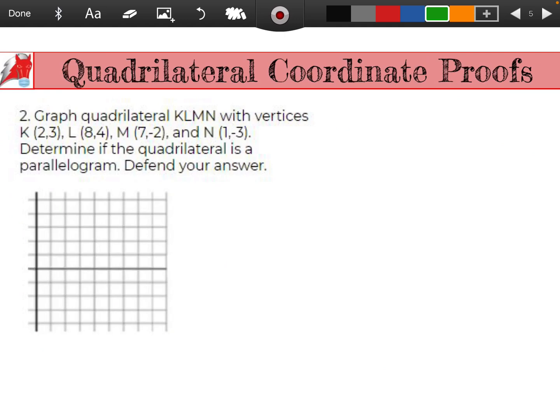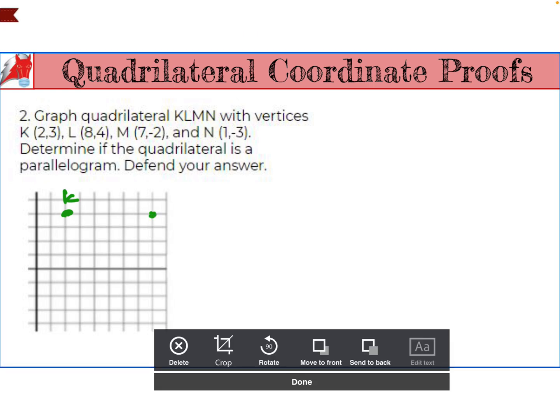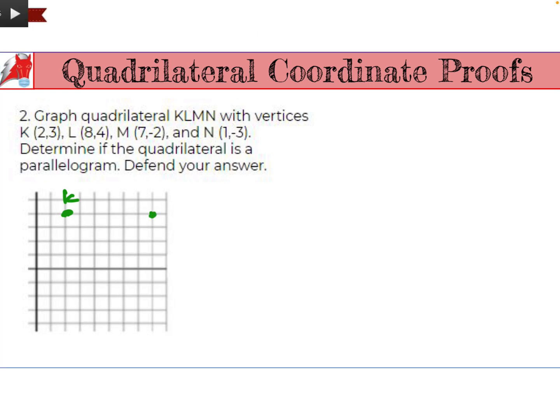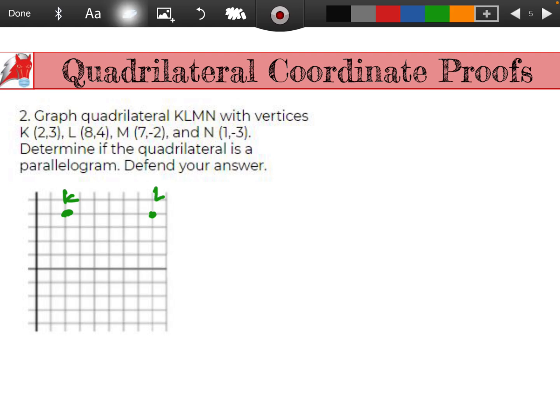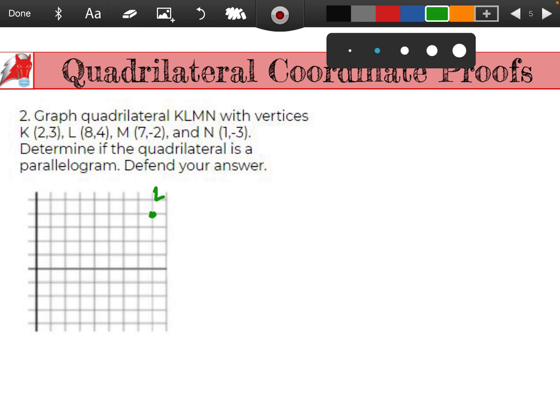Okay, so I got to do what? Over 2, up 3. That's K. 8 and 4 is L. So 2, 4, 6, 8, 4. Oops, I got to erase that K and L. Let me fix this. Oops. One more down here, 3. 7 and negative 2, 7, negative 2. That's M. N is 1, negative 3 here.